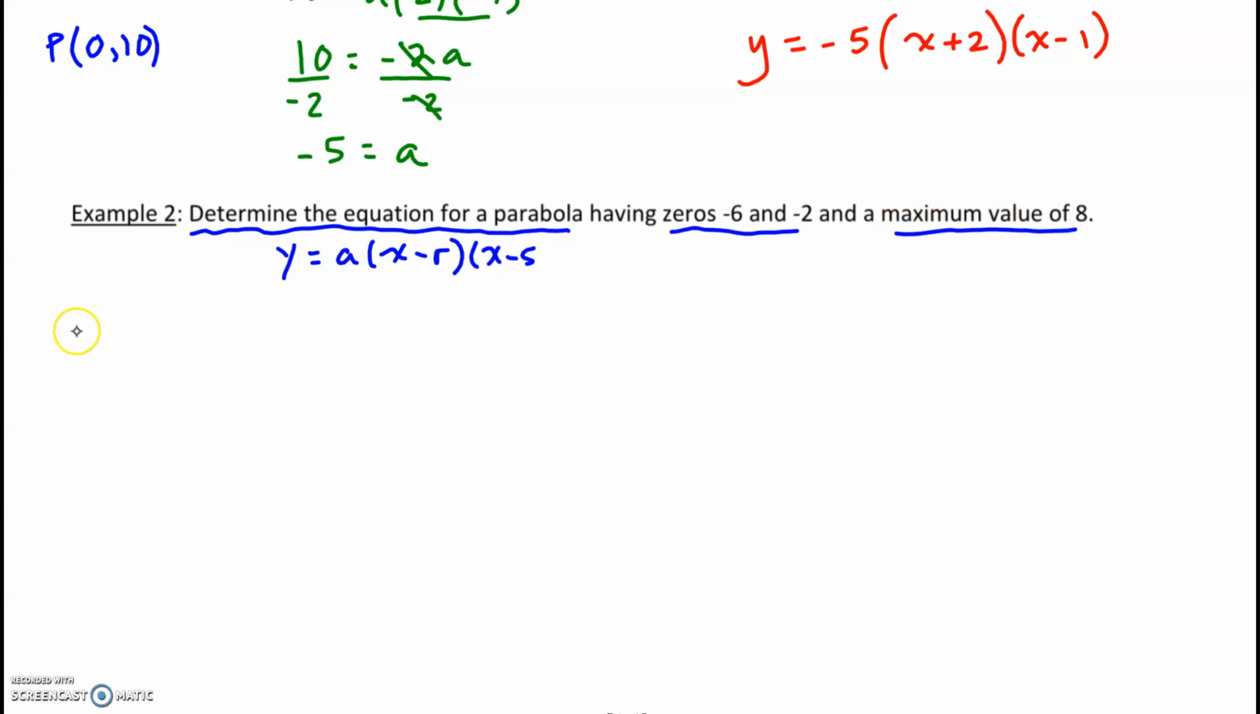So let's list everything we need to make the equation. We need a, we need r, and we need s. And let's fill in what we have from the question. I have zeros, -6 and -2. Let's write that down. I have a max value of 8.